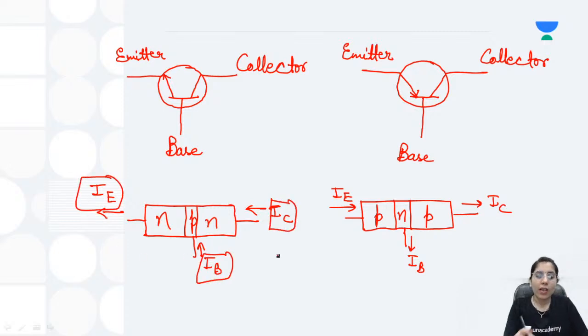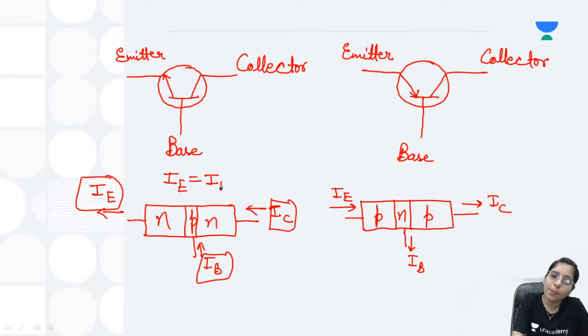IB and IC. And you also know that the emitter is the heavily doped section out of all three. So in that case, the emitter current will be the largest one, and you can even see that in terms of current leaving and entering. So in that way you are getting the relation, that is IE is equal to IB plus IC. That is, emitter current is equal to the base current plus the collector current.